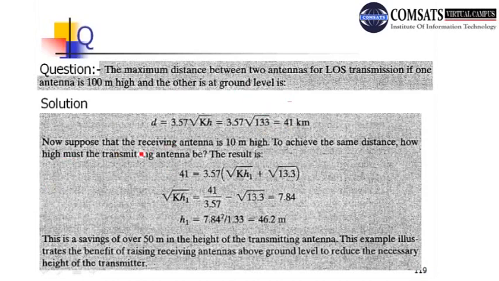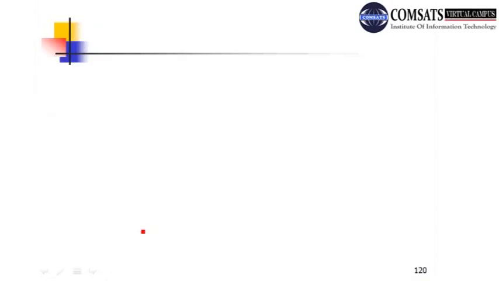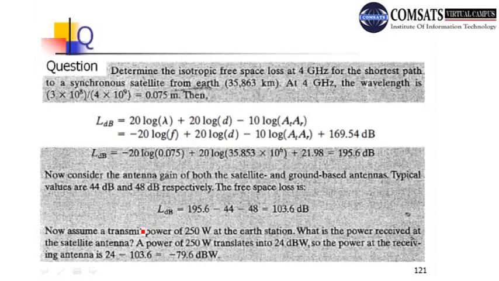Now suppose that the receiving antenna is 10 meter high. To achieve the same distance, how high must the transmitting antenna be? Again, here we know the distance, and we are using this formula root Kh1, and this is 13.3, and here we can calculate the height of the antenna, that is 46.2. Okay, so now we have another question.